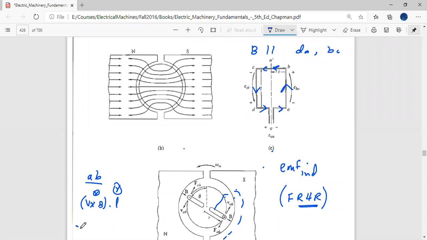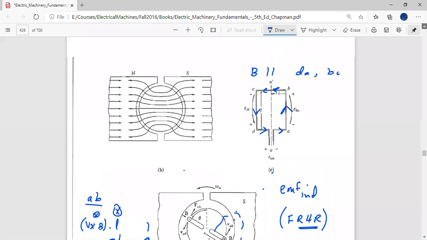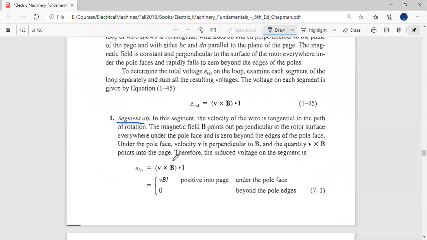So we know that it is V B sine 90, multiplied by the length of the wire L. And now we know that this vector and this vector both are in the same direction. So this is cos of 0, and I know cos of 0 is 1, and I also know sine of 90 is 1. So this magnitude is simply equal to V into B into L. So the magnitude of induced EMF in segment AB is simply V into B into L.